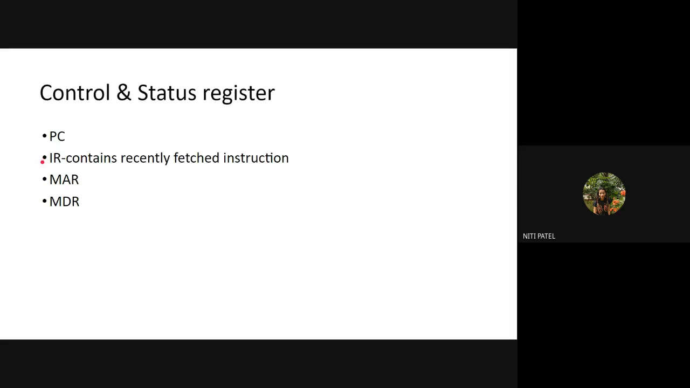What is next? Memory address register. What is the memory address register? It is going to store the addresses of each and every memory location of the instructions which are there inside your memory. And who will point to the data of those instructions? It will be pointed to by your memory data register. So your MAR will point to the address and your data will be pointed to by your MDR. Are all these control and status registers clear to you?